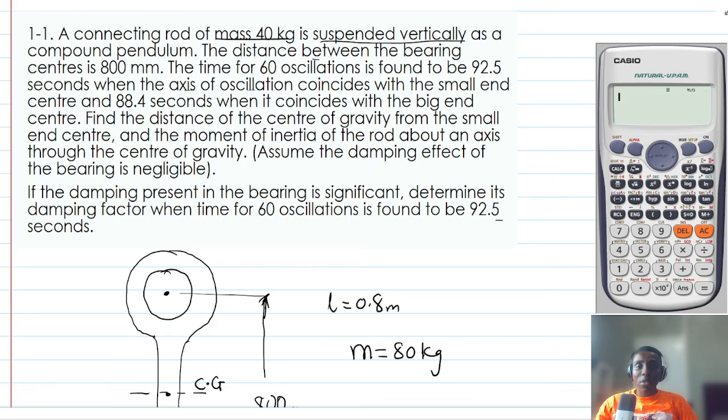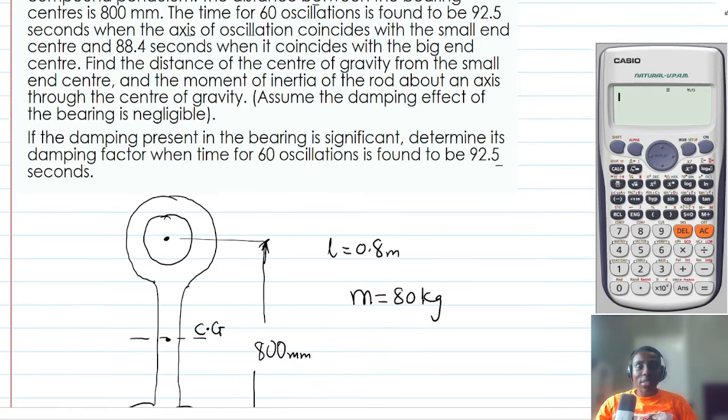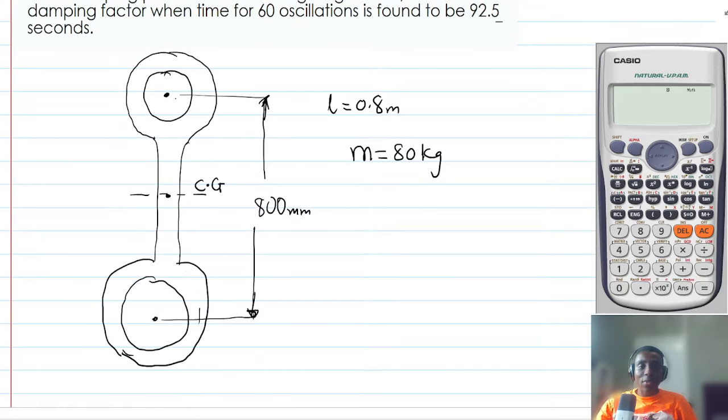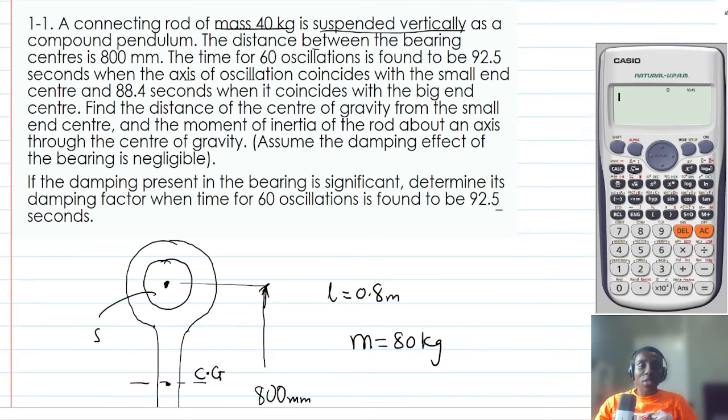Now the distance between the bearing centers. Whenever you take a connecting rod, you will have this small end diameter and then you have this big end diameter. So let's call this side S, which is the small, and B, which is the big. Now interestingly, for a frequency of 60 oscillations, the time was found to be 92.5 seconds when the axis of oscillation coincides with the small end.